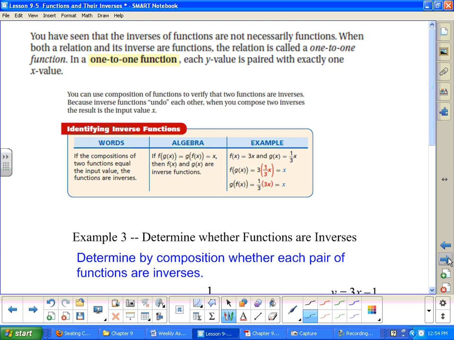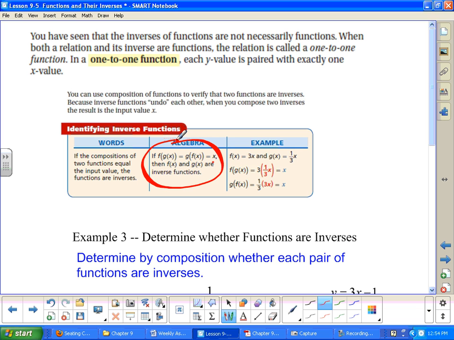So it says if the composition of two functions equals the input value, which is x, then the functions are inverses. So to tell whether two functions are inverses, what we're going to do is calculate f of g of x and g of f of x. So we're going to plug them in for each other, and if they equal x, then they are inverses. If they don't, then they're not.